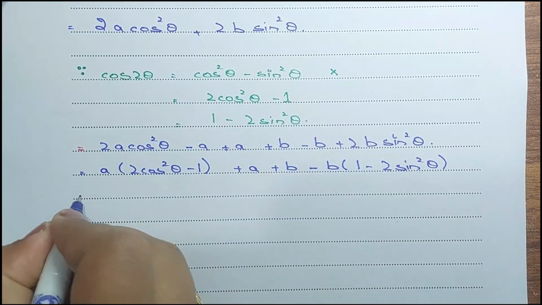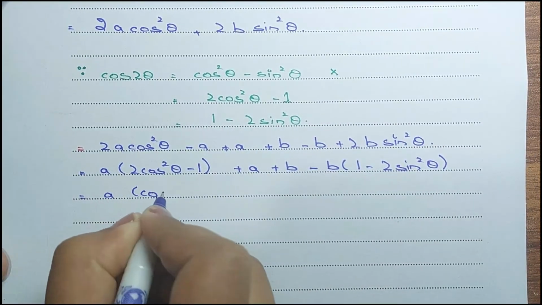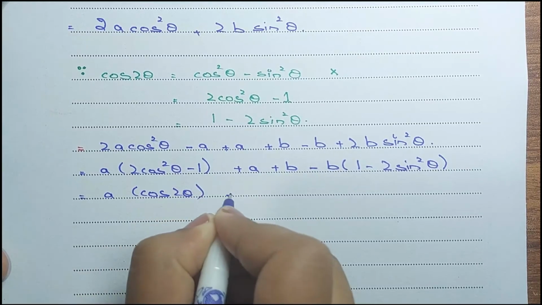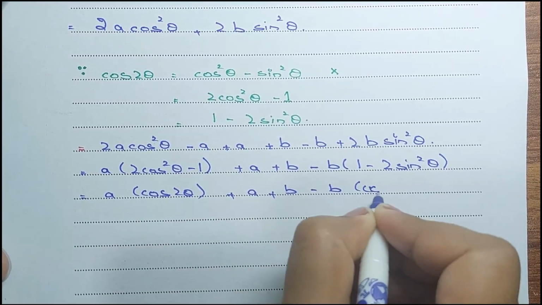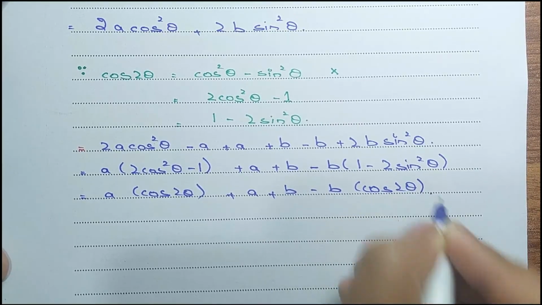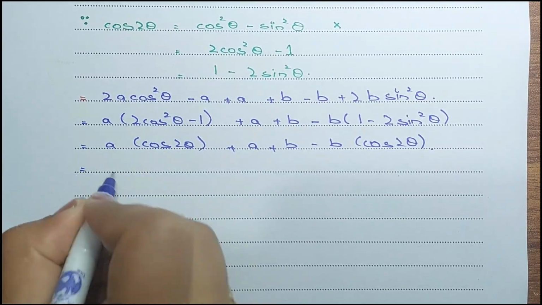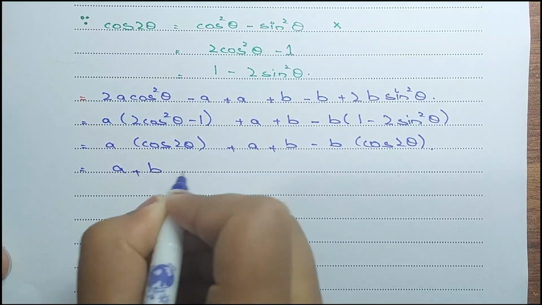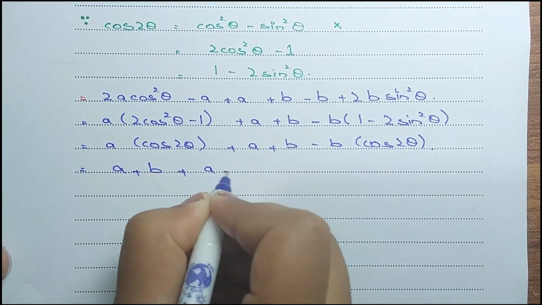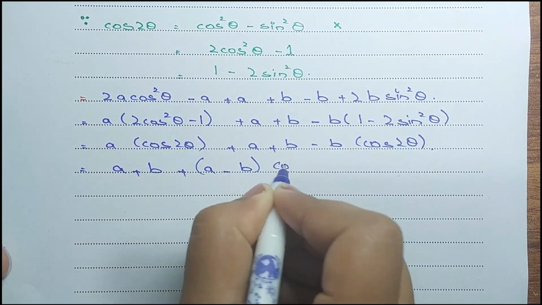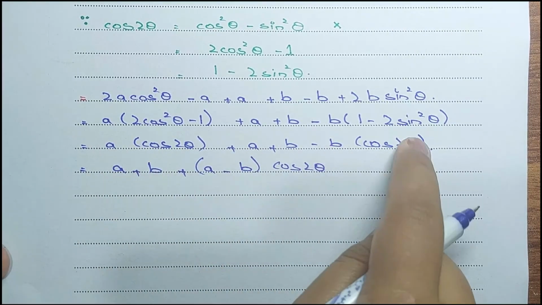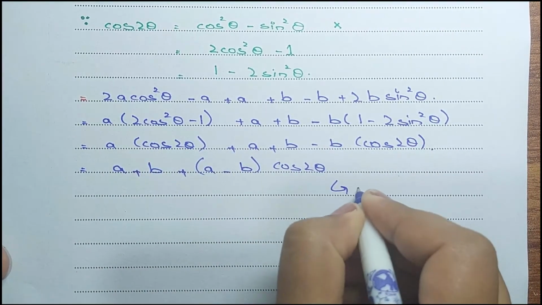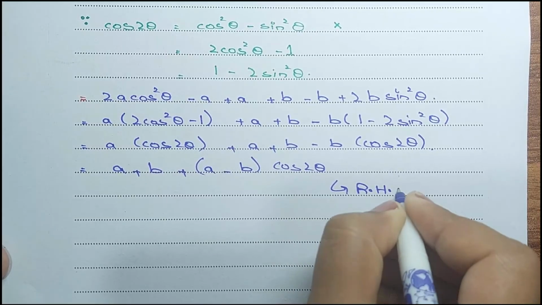So we can say this is a cos 2 theta, plus a plus b minus b cos 2 theta, right? So we can say a plus b is outside, and we have a minus b and cos 2 theta. This a plus b is over here, a minus b, and the common is cos 2 theta, and this is my right hand side. It is proved.